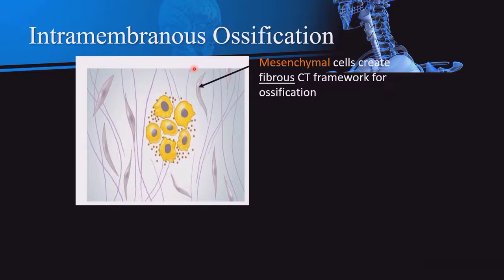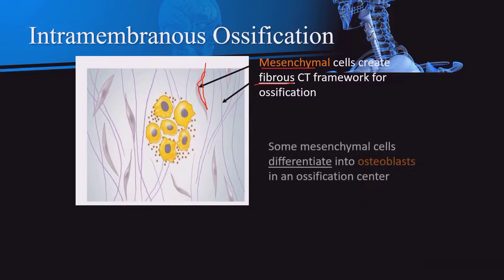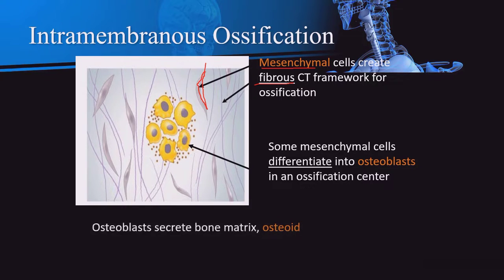In the first picture, when you look at it carefully, you can see elongated cells, right? Those are the mesenchymal cells, and the mesenchymal cells secrete fiber-like substances and create the fibrous connective tissue framework, and this framework aids in the ossification process. In the same framework, some of the mesenchymal cells differentiate into osteoblasts in a specific area within the fibrous tissue framework. That area is called an ossification center or a center of ossification.